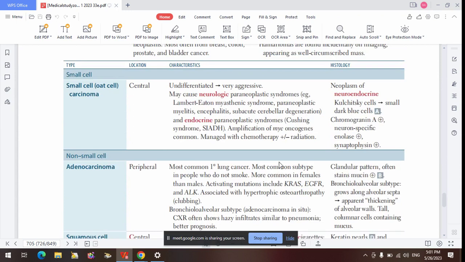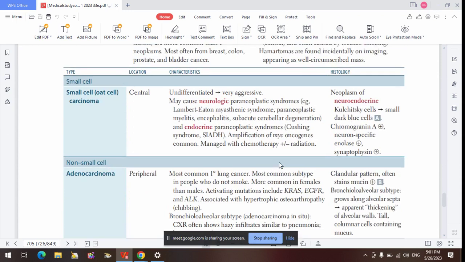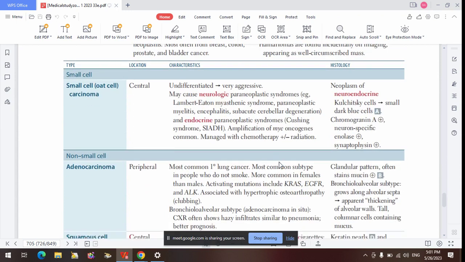So what are the types of cancer that we have from the lung? We classify them into two types: the small cell and the non-small cell. We are separating the small cell because it has a distinct appearance, and small cell is very aggressive. It's a very bad one.